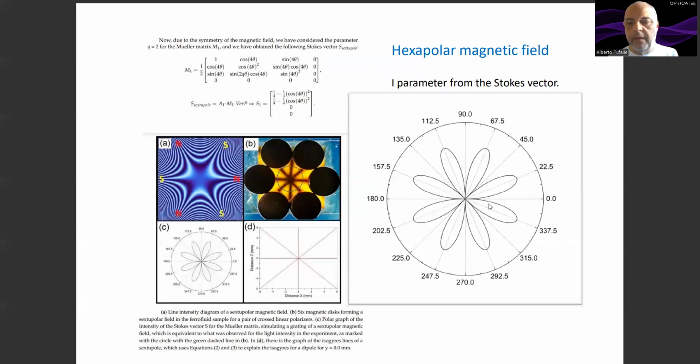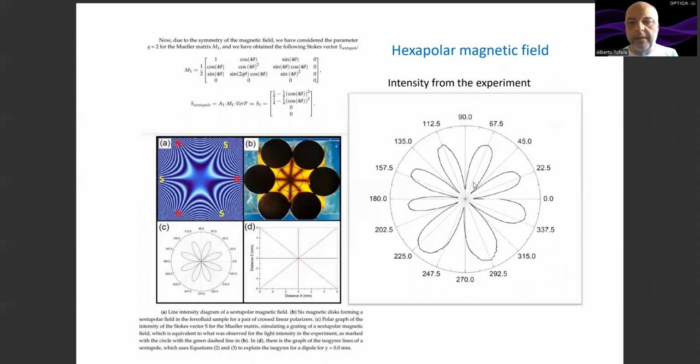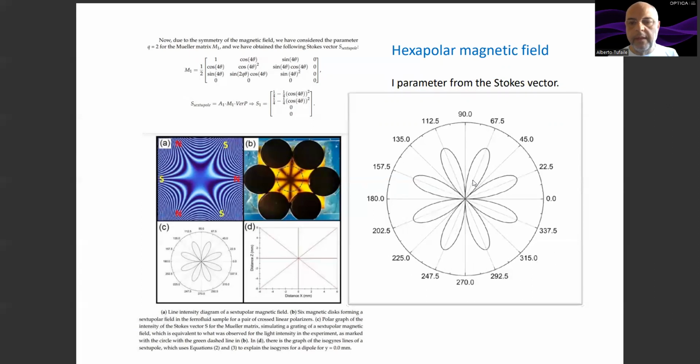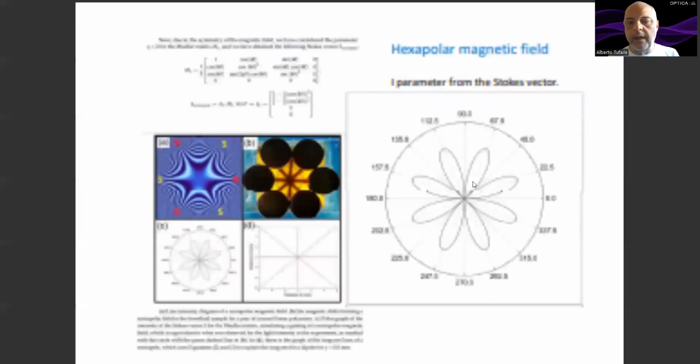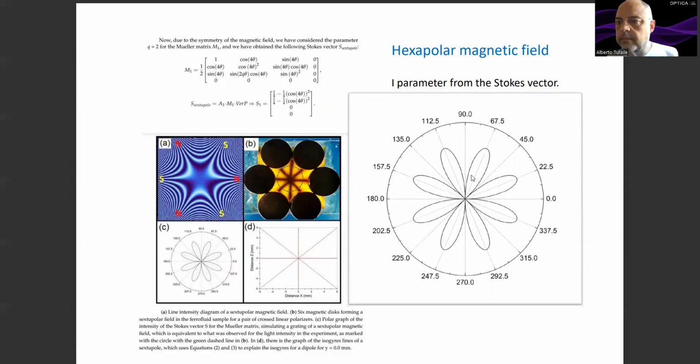And this is the result obtained using the Mueller matrix applied to the Stokes vector. And we can compare these two cases, and we can see a good agreement between these two.